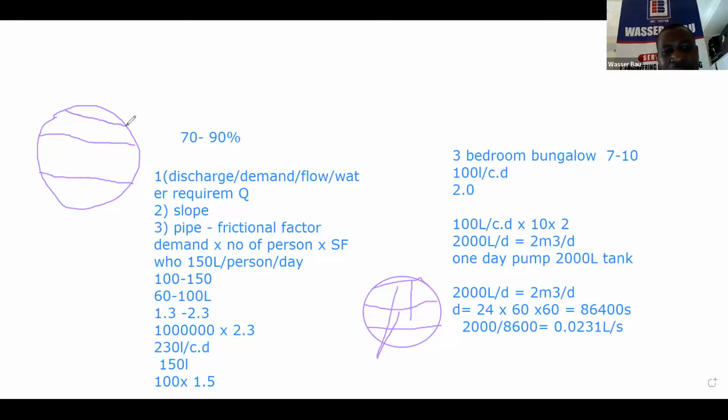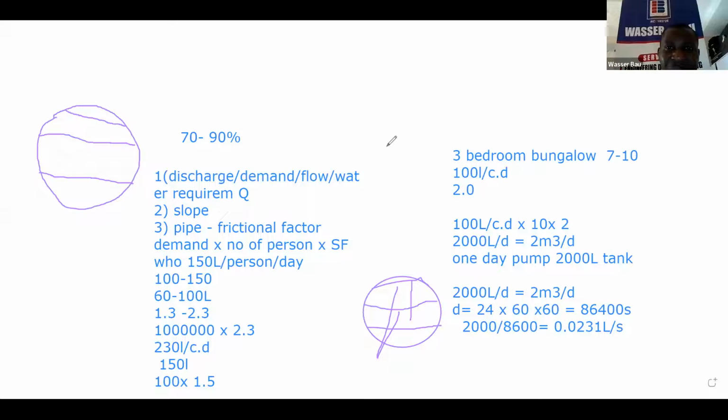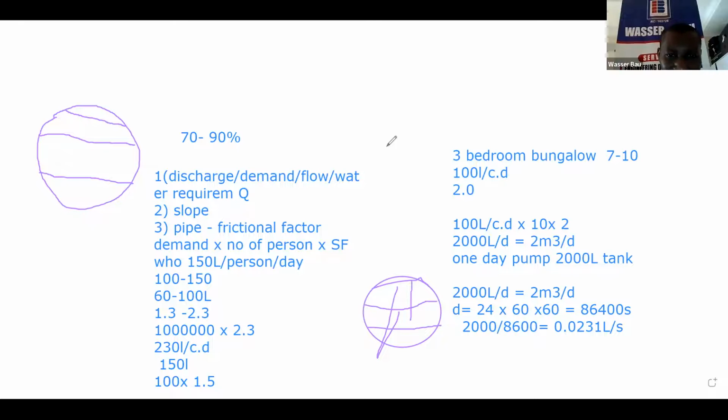Can someone tell me why it should not exceed 90%? So that there won't be surcharge. Yeah, and to give room for air trap, because pressure will definitely be released that way. If it surcharges and that pipe breaks inside the ground, what would you do? You can't even trace it. Problem. So that's it.